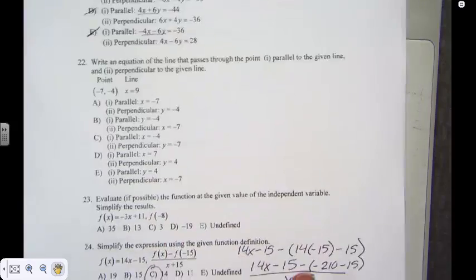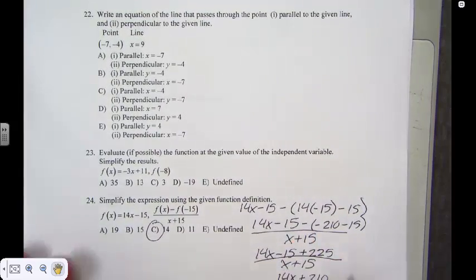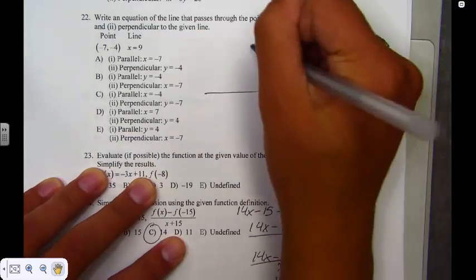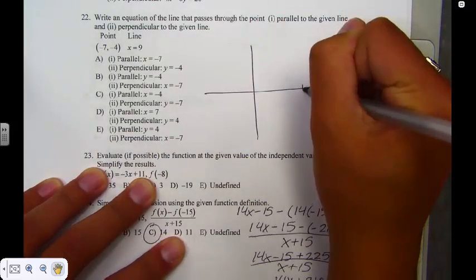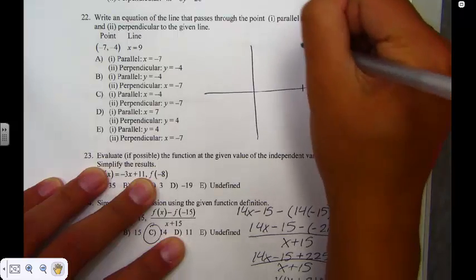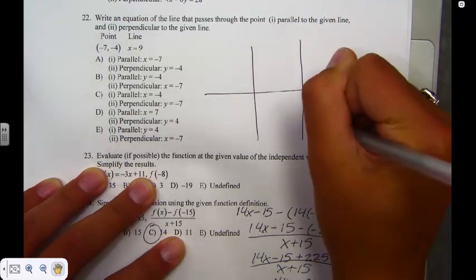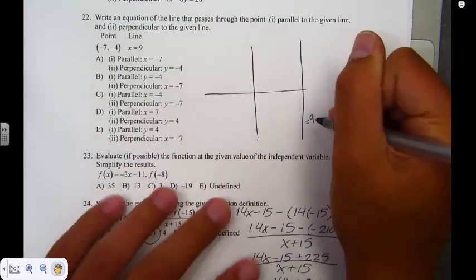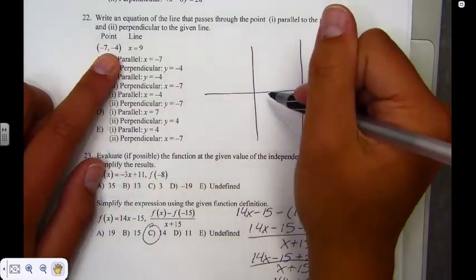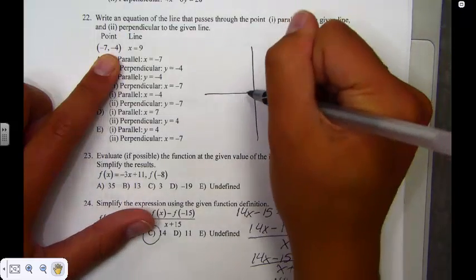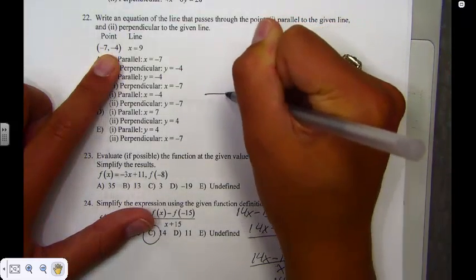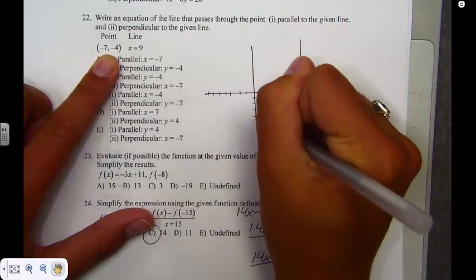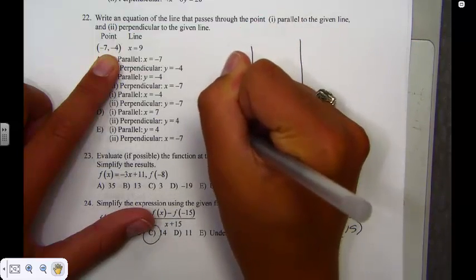Moving down to 22. This one, it helps to draw a picture. So we have our line is x equals negative 9, so that will be down here. X equals positive 9, not negative 9. And then we have a point at negative 7, 4. So 1, 2, 3, 4, 5, 6, 7. 1, 2, 3, 4. So we have a point right down here.